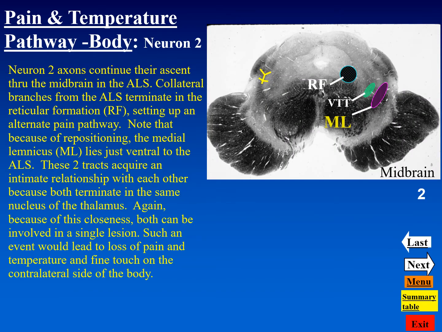And now at this midbrain level, we continue to see the ascending neuron 2 axons in the ALS, or spinothalamic tract. Note the proximity of this tract to the medial lemniscus and the BTT. That can be of clinical relevance. These neuron 2 axons do give off an alternative branch to the reticular formation, as we see here.